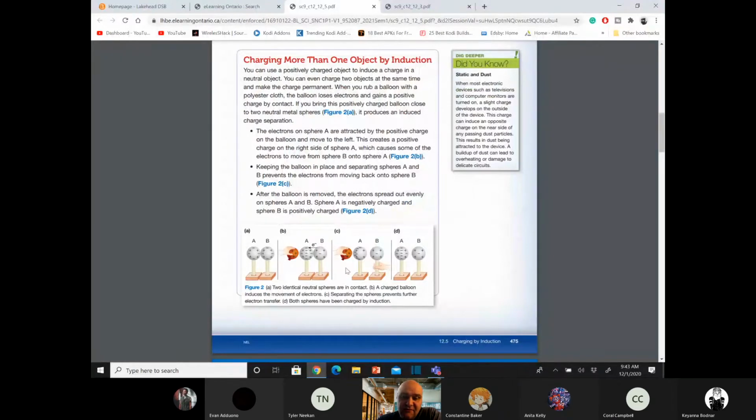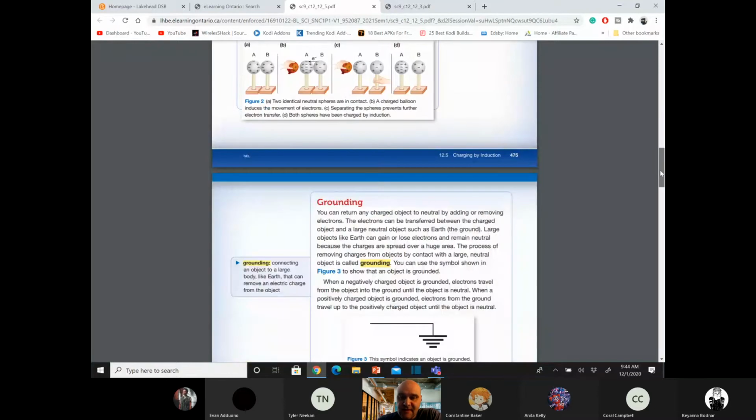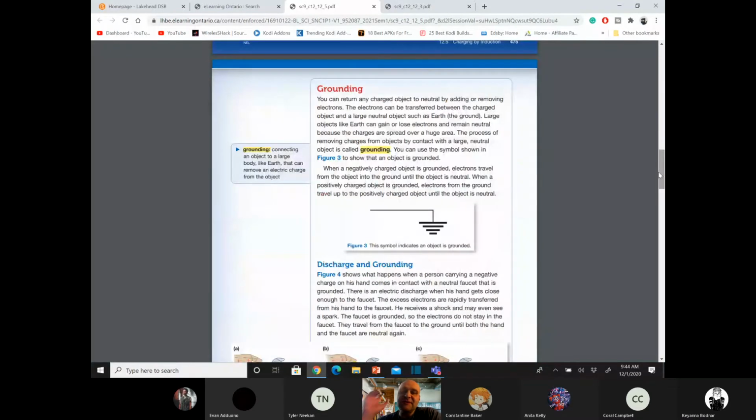And then all you do is remove the original object, the orange balloon, and that leaves you with A that is negatively charged and B that has a positive charge. So you're just moving charges around with a charged object. Okay, so all this buildup of charge can be dangerous, so that's why we have something called grounding.